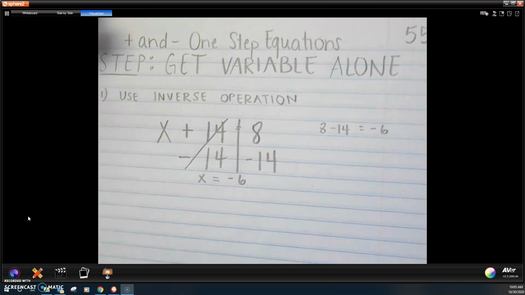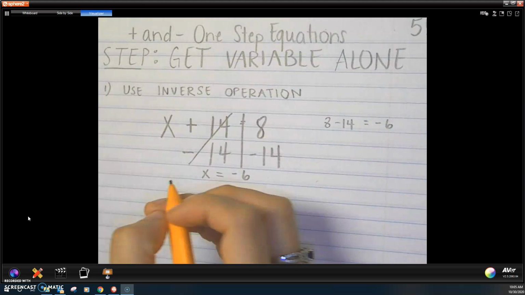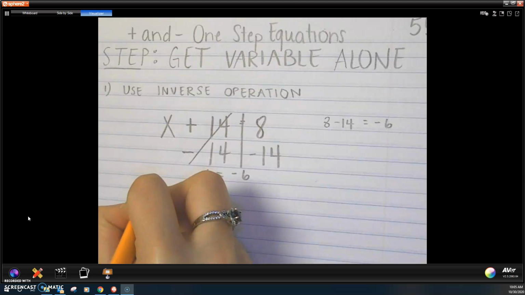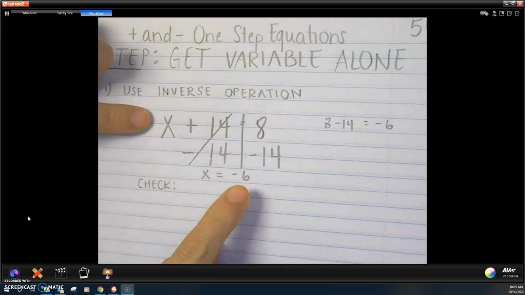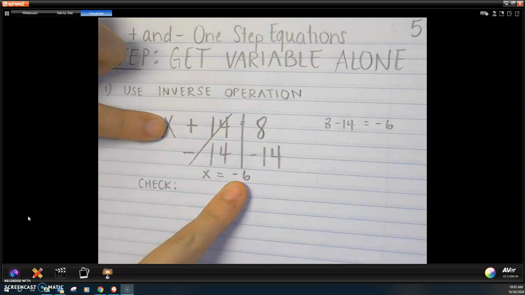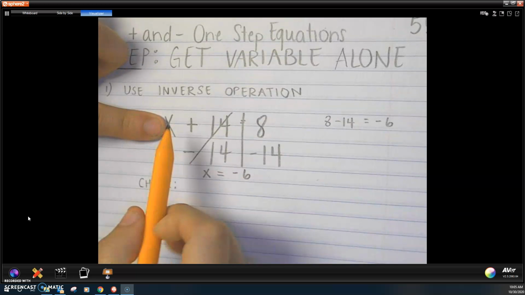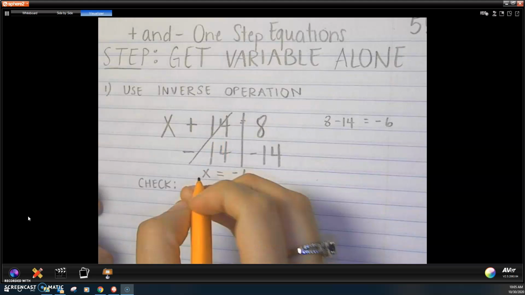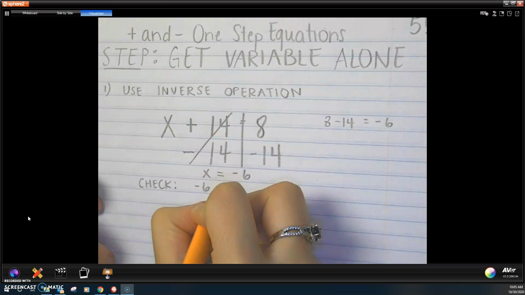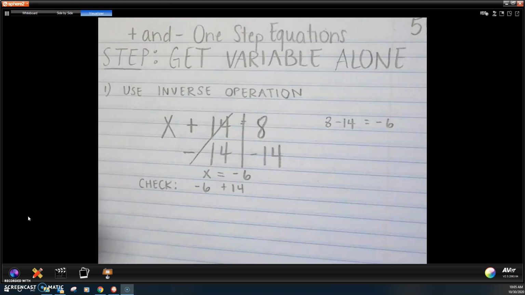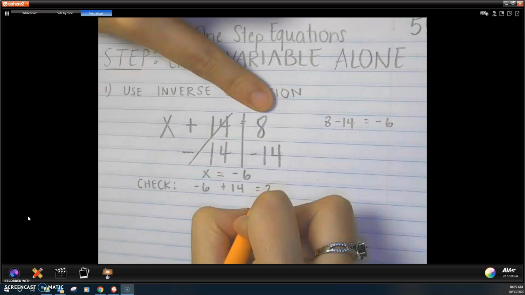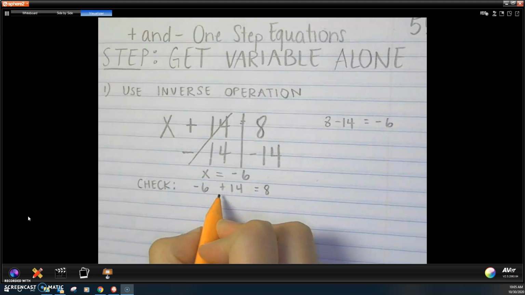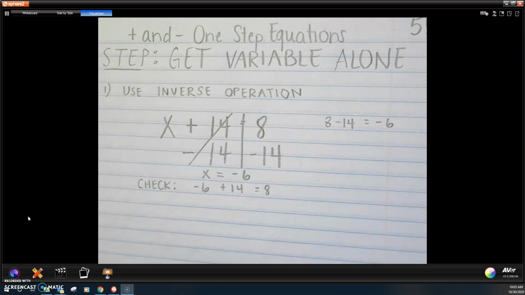Now the great thing about equations is that we can go in and check our answer. So if I check my answer, I'm just going to plug in the answer that we got for x into my x in my equation. So instead of having x plus 14, I'm going to have negative 6 plus 14. And that should give me the right side, which is 8. So is negative 6 plus 14 equal to 8?